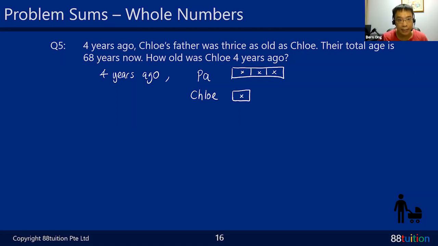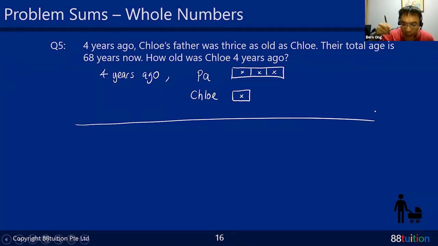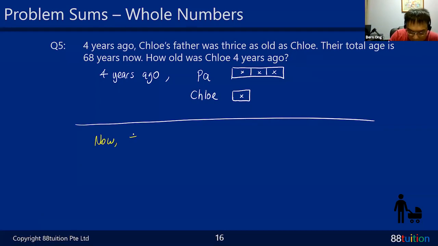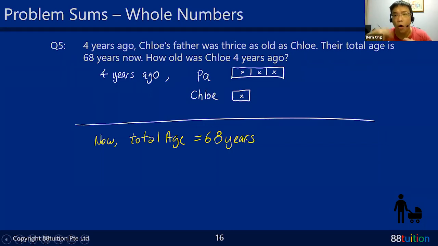Okay, so the answer is 15. Yes, not 17. The answer is 15. The answer is not 13. The answer is 15. Xiaolin, try again. So 4 years ago, Papa is thrice as old as Chloe. Now their total age, what happened? Now their total age is how old? 68 years old. This is now. Can I ask you, 4 years ago what happened?